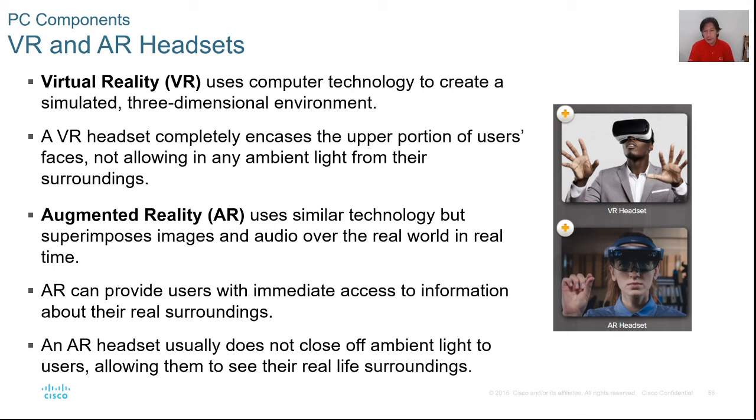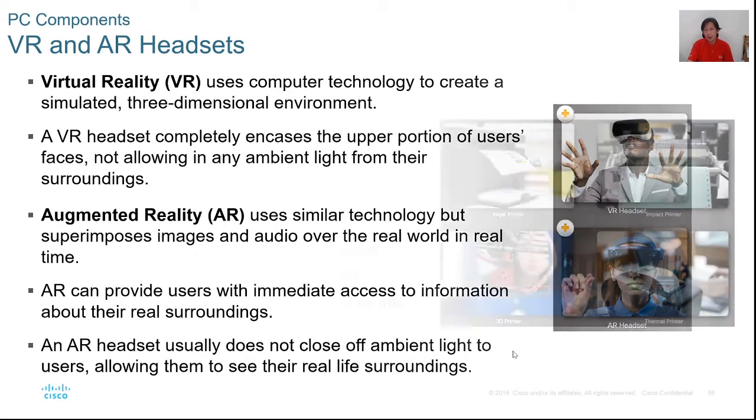Augmented reality uses similar technology, but it superimposes images and audio over the real world in real time. Somewhat it's similar to virtual reality, but it superimposes the image, and the aspect of reality is still there. AR can provide users with immediate access to information about their real surroundings. An AR headset usually does not close off ambient light, allowing users to see their real life surroundings. This is an example of augmented reality.